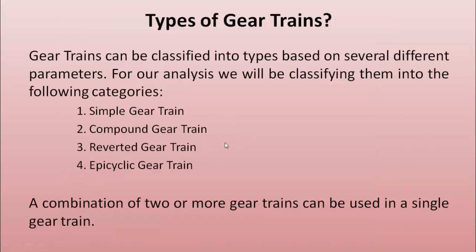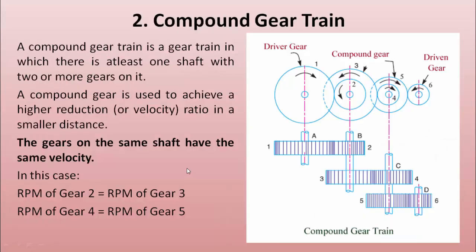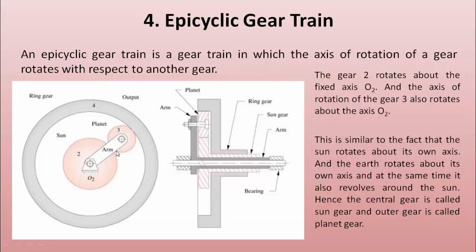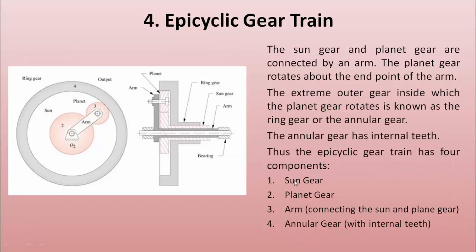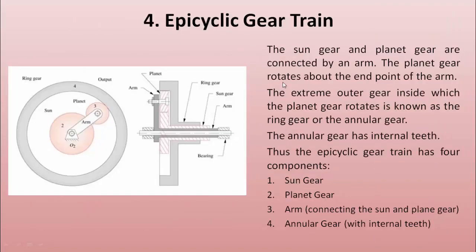There are 4 types of gear trains: simple, compound, reverted and epicyclic. In simple, each shaft has only one gear. In compound, one shaft can have more than one gear. Reverted is a special case of compound gear train, and an epicyclic gear train consists of 4 things: sun gear, planet gear, arm and annular gear. In the next video, we will be seeing the important terms related to gears.